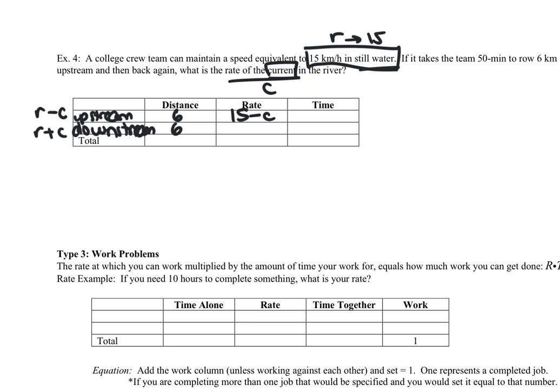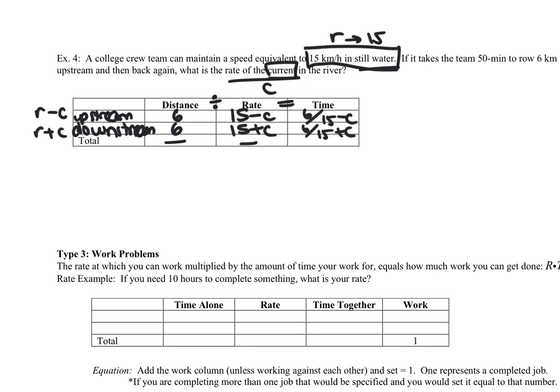And then the next one is going to be 15 plus C, because the current again is helping you. No total again, we don't need to worry about that because we're not going to add our rates together. We'll go ahead and then just divide. So the first one's going to be 6 divided by 15 minus C, over 6 divided by 15 plus C.